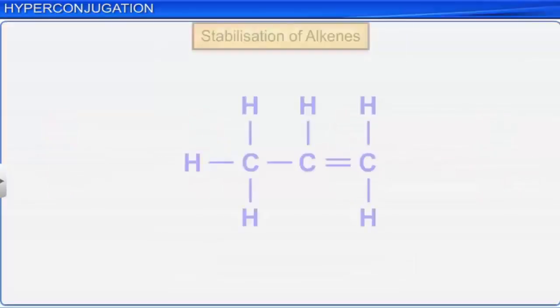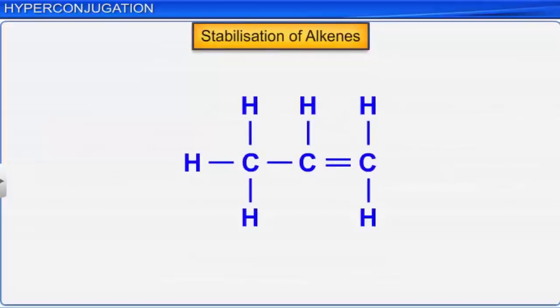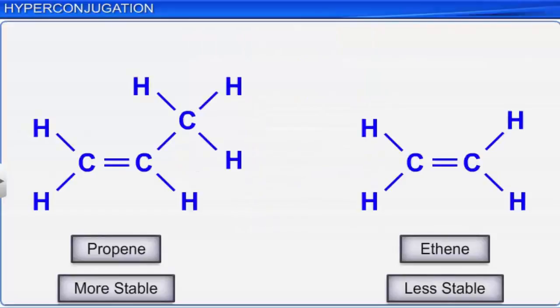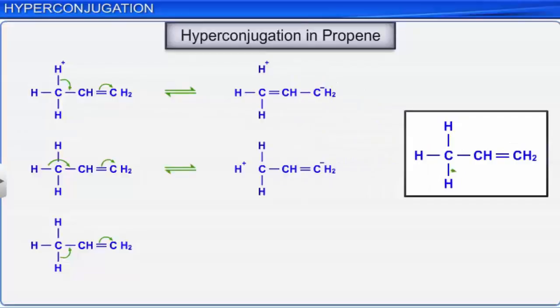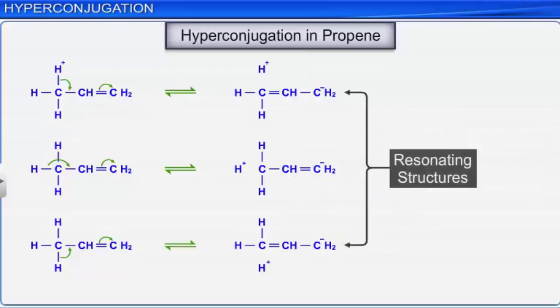Hyperconjugation also explains the stability of certain olefins over others. For example, propene is more stable than ethene because in propene there are 3 C-H hyperconjugated bonds which lead to greater stability. If you observe the resonating structures of propene, you can see that there is no definite bond between the carbon atom of the methyl group and one of the hydrogen atoms. Hence, hyperconjugation is also known as no-bond resonance.